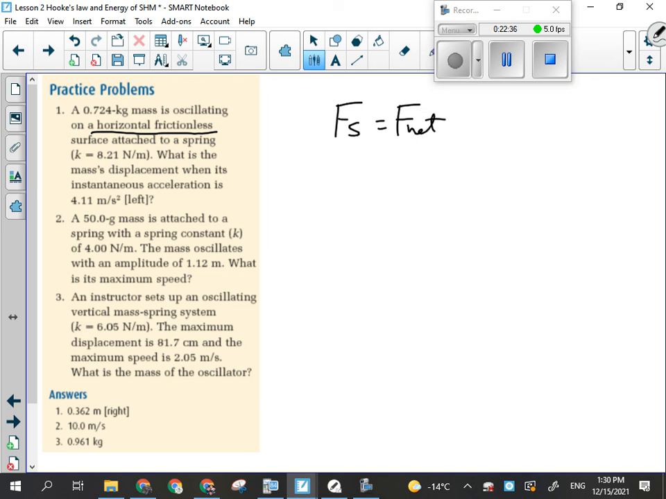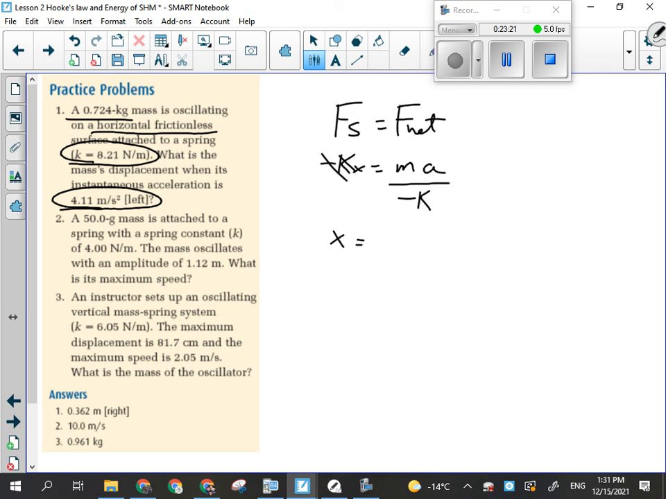Okay? So in that case, then, we have that negative k times x equals mass times acceleration. Right? So they want to know the mass's displacement when its acceleration is 4.11 meters per second squared to the left, and they give us the spring constant and the mass. So we know 3 out of the 4 things for this question. And again, the reason that we know that Kx is m times a is they told us it's horizontal and it's frictionless. The only thing causing the mass to oscillate is the spring. Okay? So all I have to do is solve for x. So I'm going to bring negative k over to this side. Okay? And that's going to give me x.